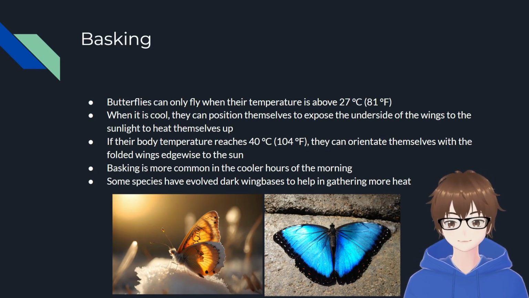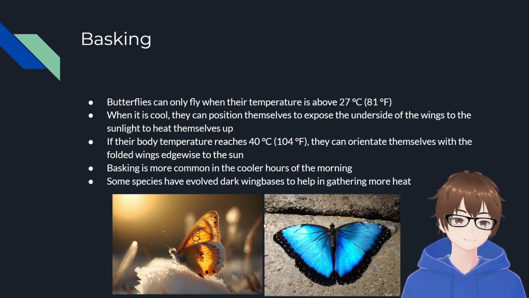So basically, when they're cool, they want to maximize their surface area to the sun, and whenever it's very warm, they want to minimize it. Basking is more common in the cooler hours of the morning, and some species have evolved dark wing bases to help gather more heat. And then I have a picture here of two butterflies doing different basking techniques. Like this one right here, the blue one, is of course trying to get more sunlight, whereas this one here has its wings folded up, trying to get less sunlight.